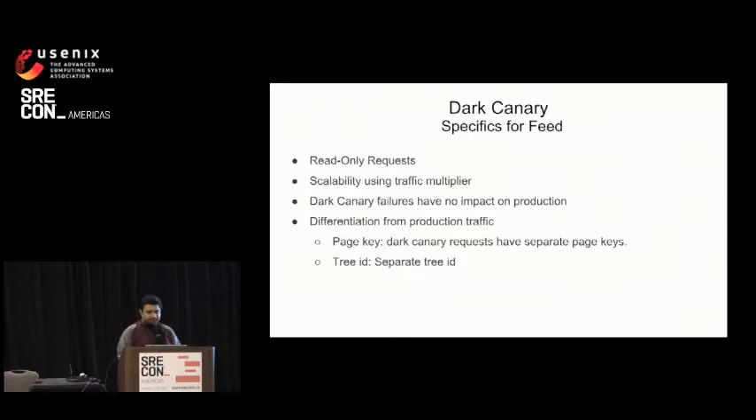In this scenario, we want to make sure that the dark canary requests don't show up in the analytics results. To differentiate them in analytics, we use a different page key for the dark canary requests, and for the tree ID, which is our separate unique ID, we set it to 0 so that it doesn't show up in our analytics results.